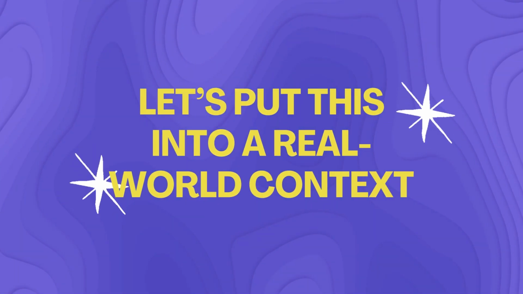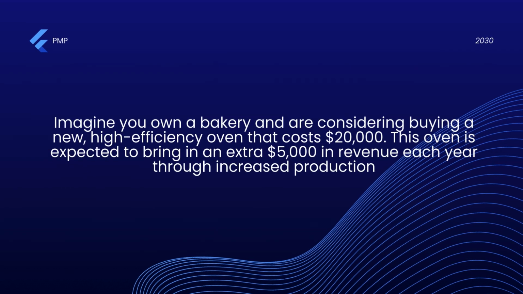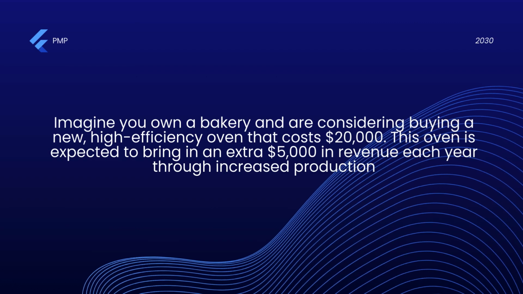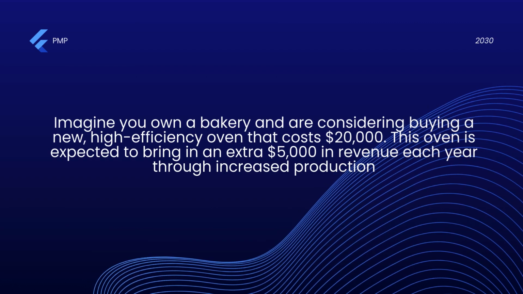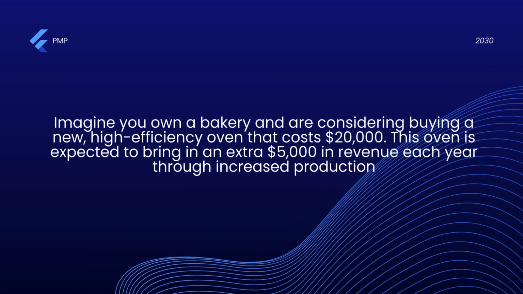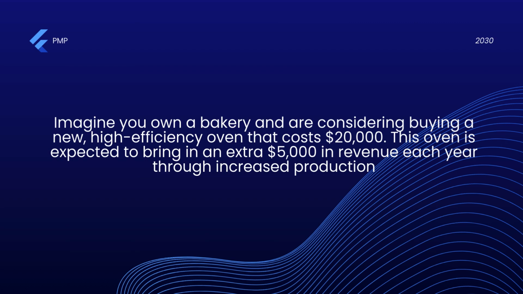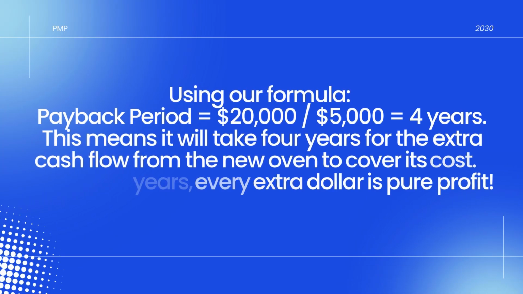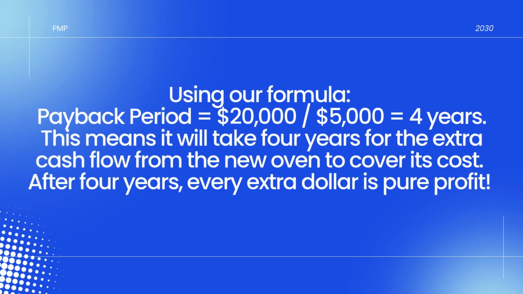Let's put this into a real-world context. Imagine you own a bakery and are considering buying a new high-efficiency oven that costs $20,000. This oven is expected to bring in an extra $5,000 in revenue each year through increased production. Using our formula, payback period equals $20,000 divided by $5,000 equals 4 years.